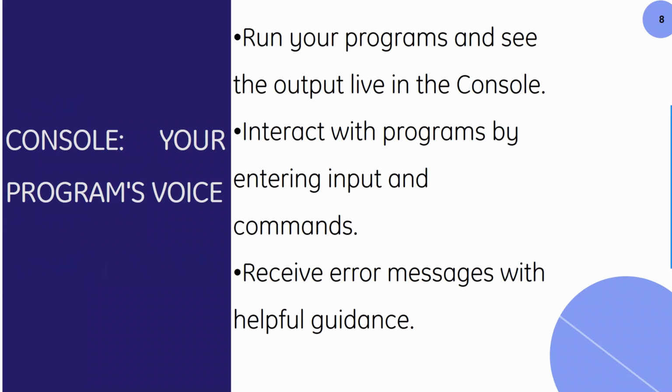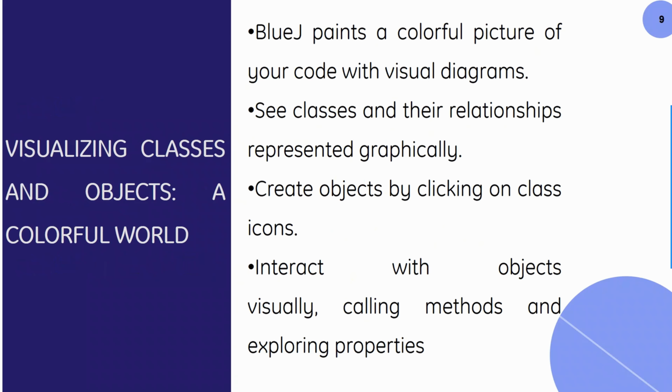Moving on, we have the console, your program's voice. So how do you run? Firstly, run your program and see the output live in the console. Previously I showed you there was a box kind of thing. That is the output you are going to get in the console. Then we can interact with programs by entering input and commands. And then we will be receiving error messages with helpful guidelines.